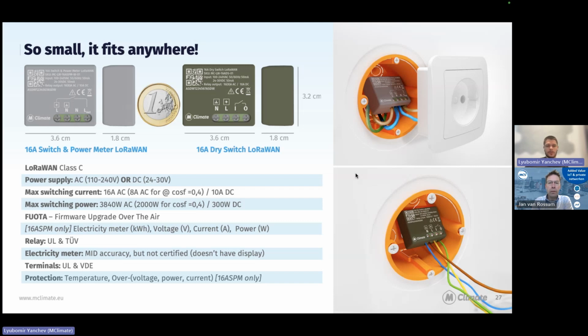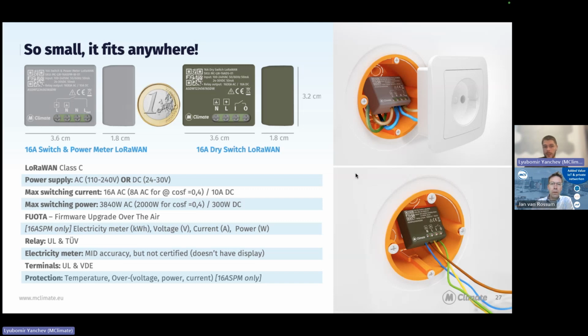But in this case, you cannot, and the reason is because we cannot certify it. To certify a device with an electricity meter, you have to have a display. And we decided we don't want to put a display on this device. We just want to make it as compact as possible. The terminals themselves, which are right here, are from a very reputable, high-quality manufacturer here in the EU. They are UL and VDE certified, where VDE is kind of the German code for electrical installations.